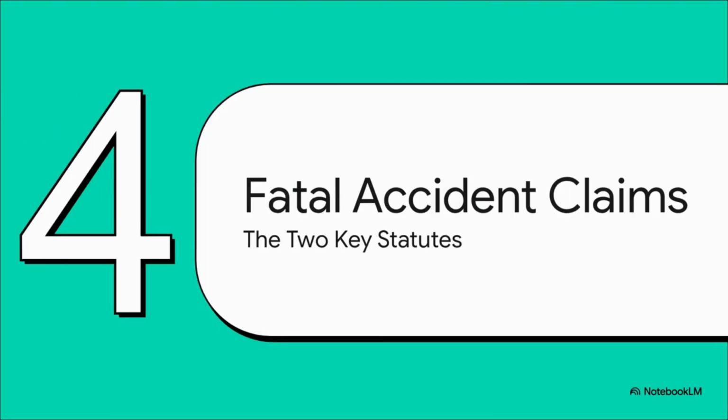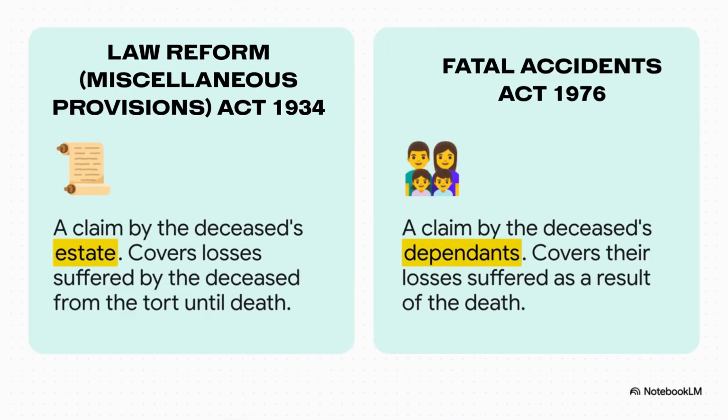Okay, now that we've got a handle on future losses, let's switch gears and look at the specific rules for the tragic situation where a tort actually results in someone's death. You need to know about 2 completely separate types of claims here, each under its own act of parliament. It is so important to keep these two acts separate in your head.